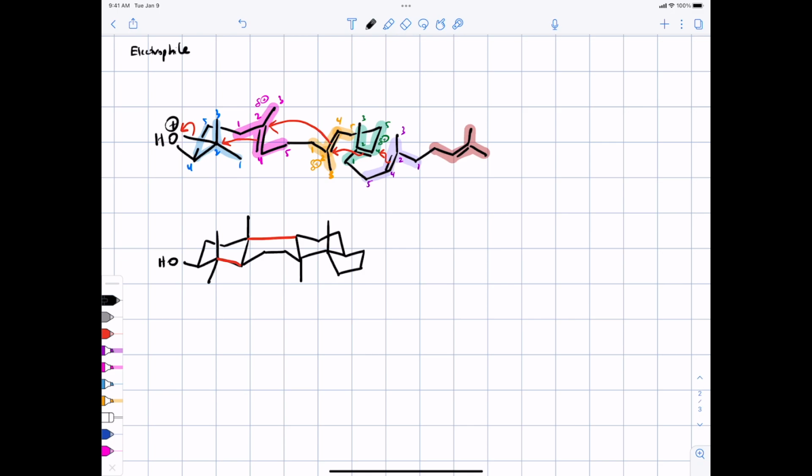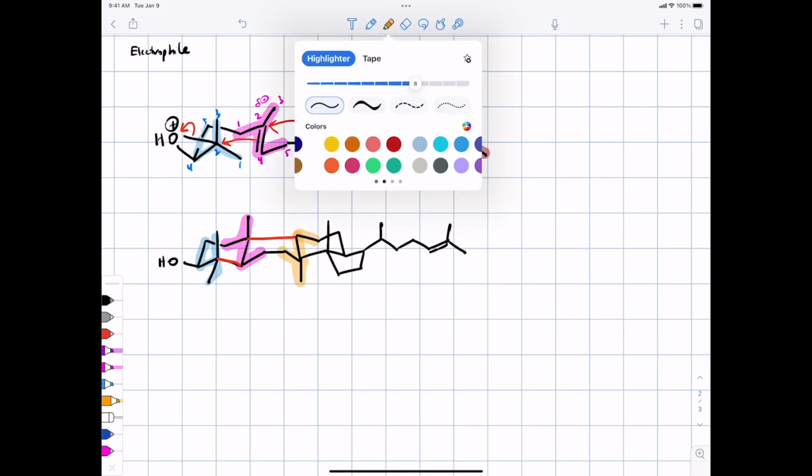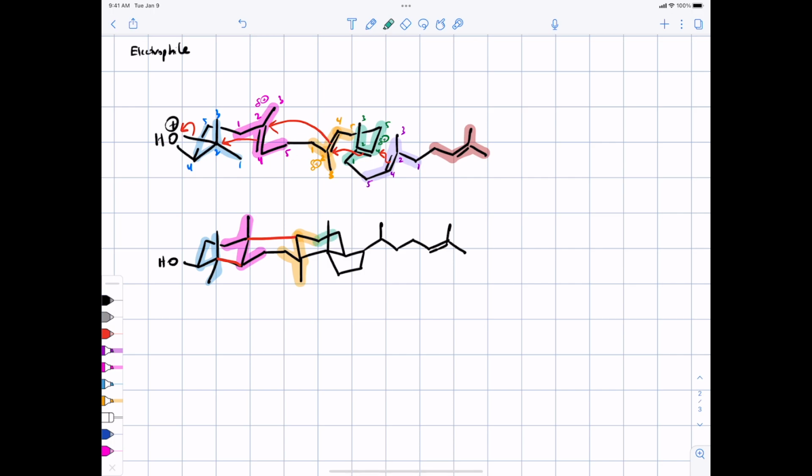Sorry, temporarily confused. All right, I think I've got that. So here's our first isoprene subunit. Here's our next one. Here's our next one. Here's the green one.